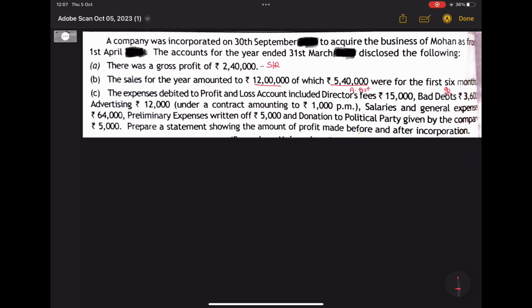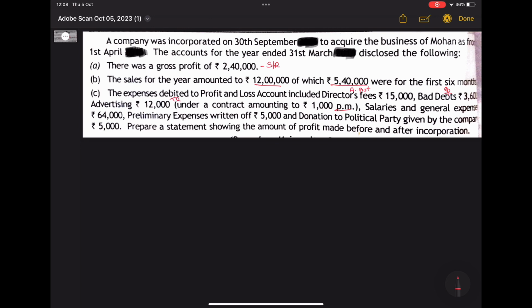Next, advertisement, rupees 12,000. Advertisement means we would think of bifurcating on sales ratio, but look here within the bracket what they have mentioned: under a contract, amounting to 1,000 per month we are going to pay. On a monthly basis I am paying my advertisement expenses. Advertisement is of the nature of sales, but since I am paying the amount on a monthly basis, the value has to be allocated on the time ratio. Understanding the question, guys? Yes.